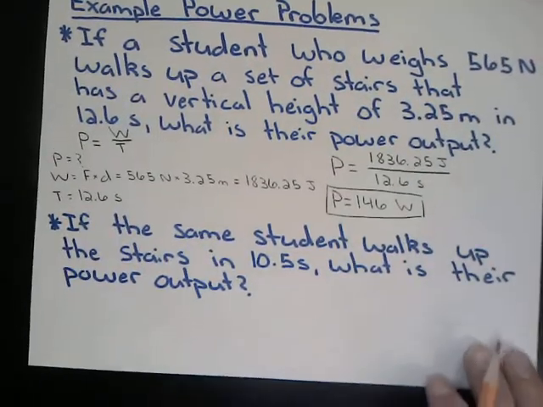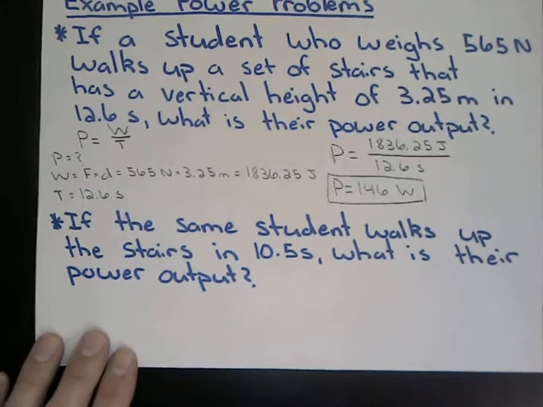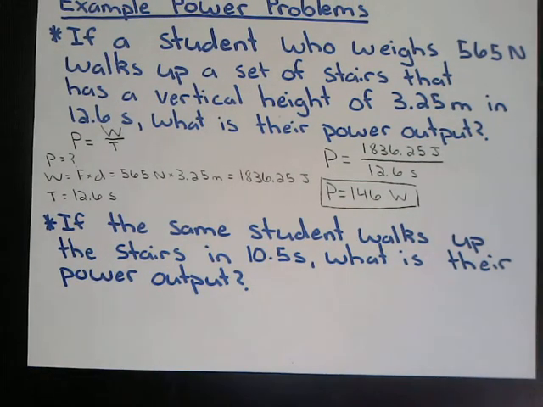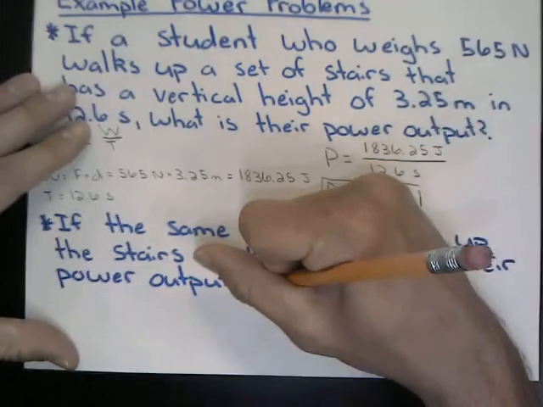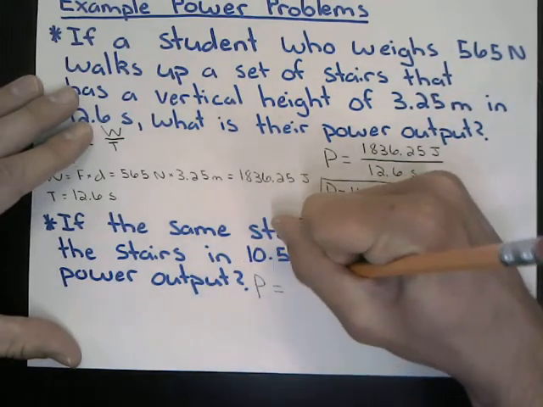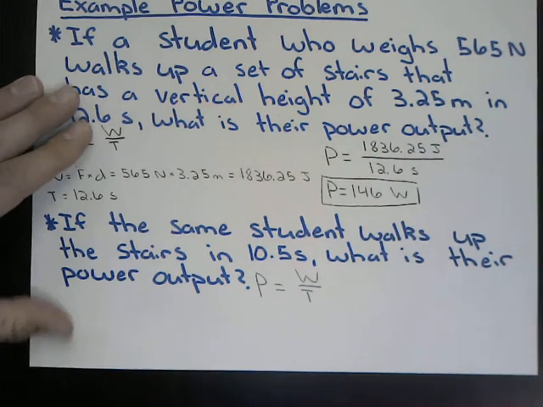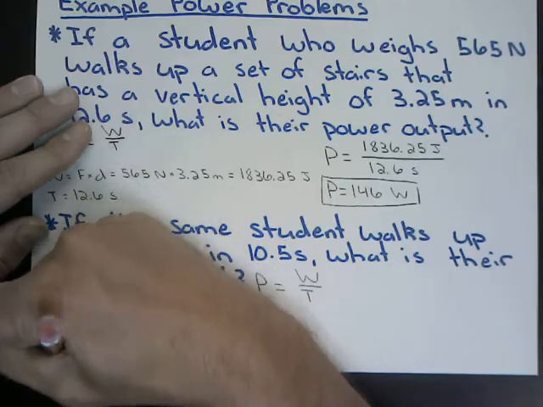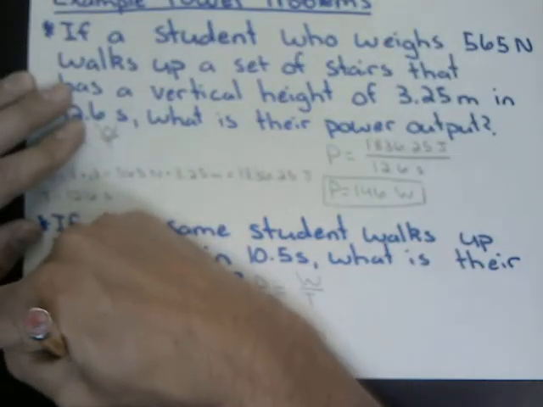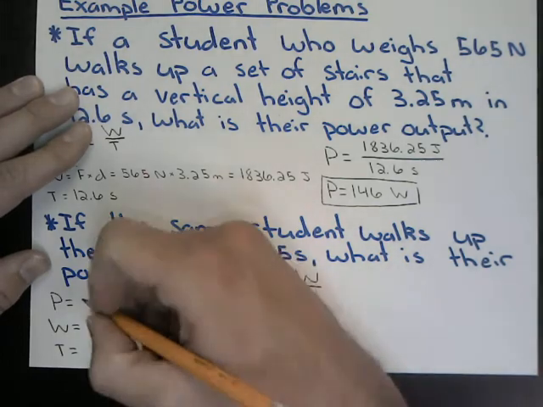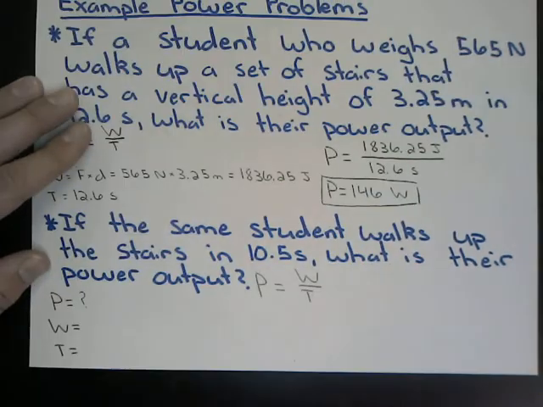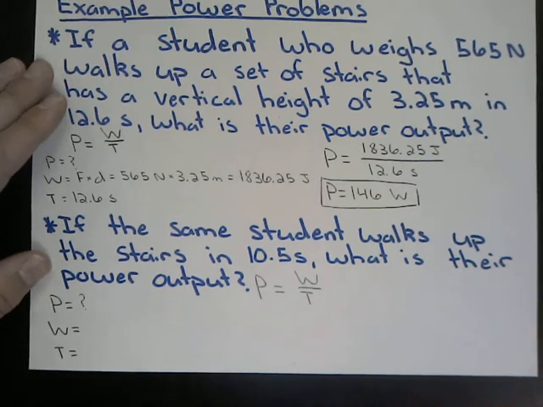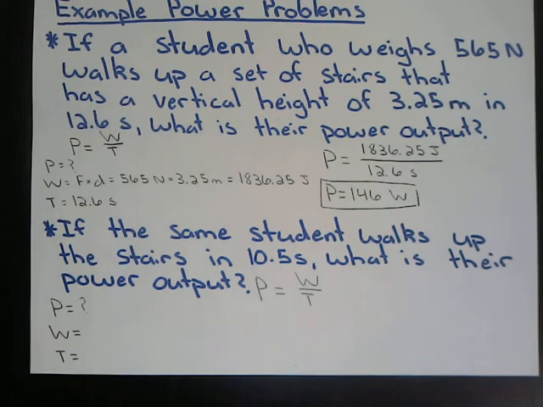Now, this same student is running late to class, and so they have to get up the stairs in 10.5 seconds. We ultimately want to know what their power output is. So again, we're going to use that same formula of P equals W divided by t, or work divided by time. The power output is ultimately going to be our big question mark. The work does not change. It's still going to be force times distance. They're still going up that same set of stairs.